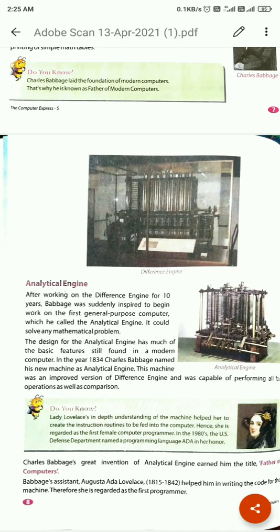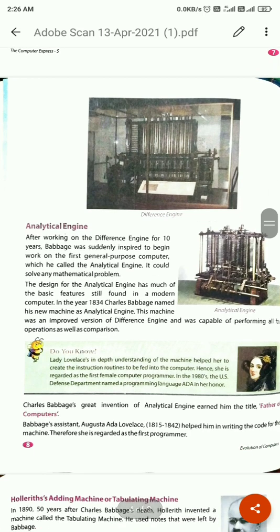took the decision suddenly to begin work on the first general purpose computer, which he called the analytical engine. He planned to make a first general computer which he called the analytical engine. It could solve any mathematical problem. So it was able to solve any mathematical problem.